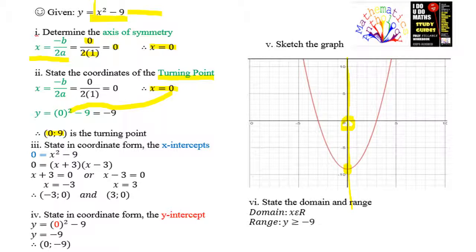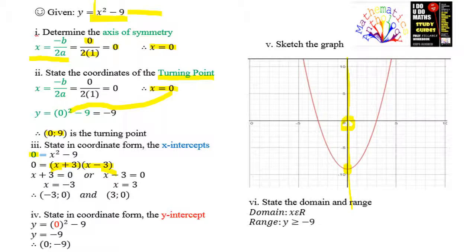So the next one, state in coordinate form the x-intercepts. So the rule for x-intercept is make y 0. So in the equation, y becomes 0. So that becomes 0 is equal to x squared minus 9. This is difference of two squares, so I'll factorize that. x squared minus 9 becomes x plus 3 and x minus 3. So multiply it there. Take each bracket now and solve for x.